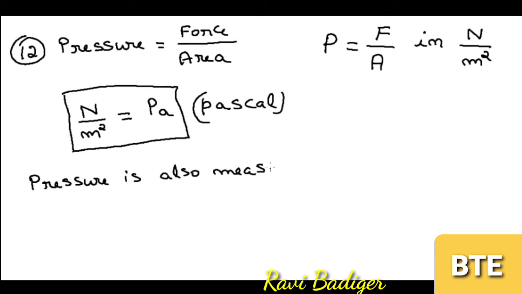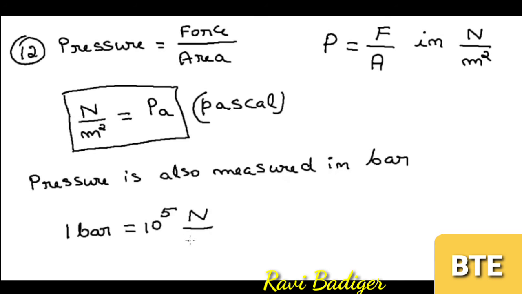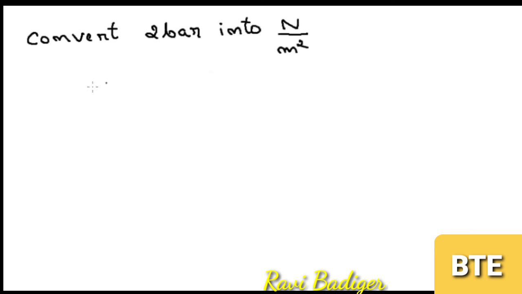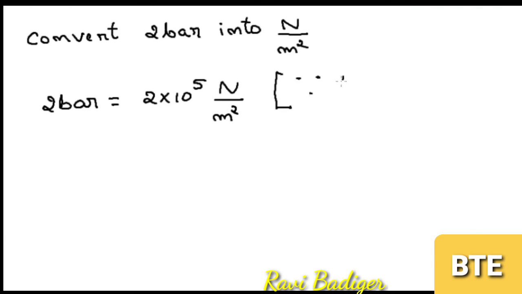Also there is one more unit for pressure, that is bar. 1 bar is equal to 10 to the power of 5 Newton per meter square. So the pressure can be measured in Newton per meter square or Pascal or bar. Let me give a small example to convert the pressure from bar to Newton per meter square and from Newton per meter square to bar. 2 bar is nothing but 2 into 10 to the power of 5 Newton per meter square, because 1 bar is equal to 10 to the power of 5 Newton per meter square.